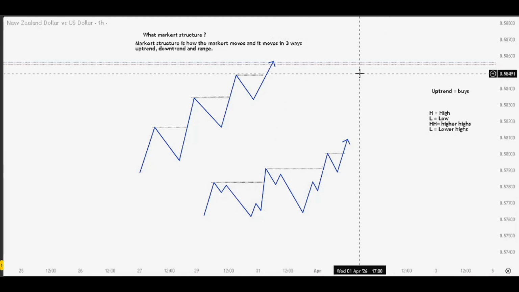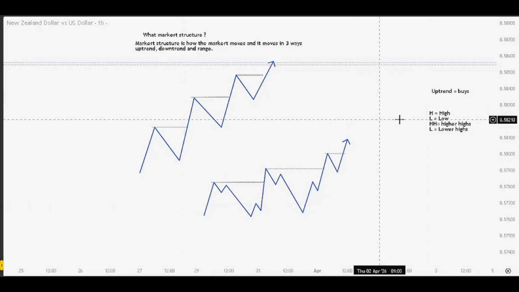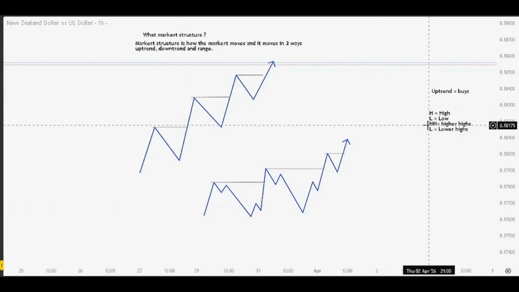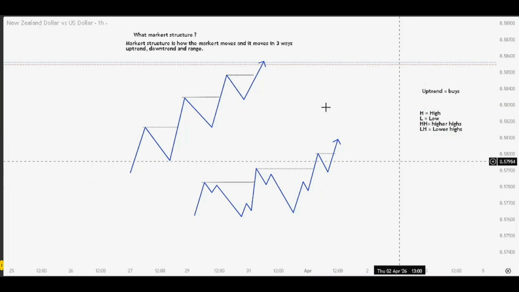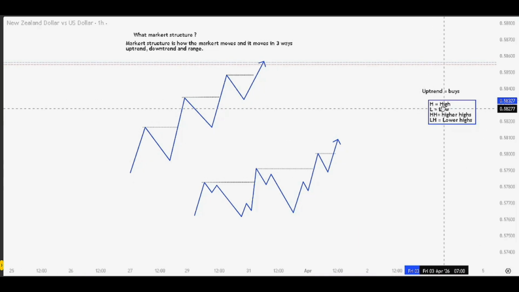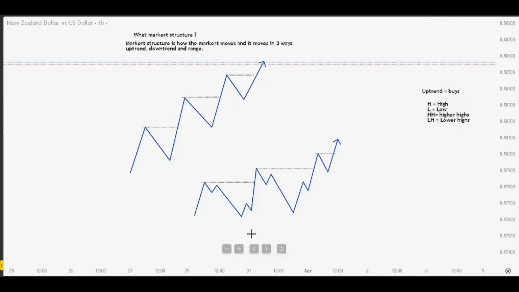Alrighty, so this is what an uptrend is. H is for a high, L is for a low, HH is for a higher high, LH, let's just fix that, LH is for a lower high. So this is an uptrend. Uptrend means buy. So we're looking for buys when we're in an uptrend.